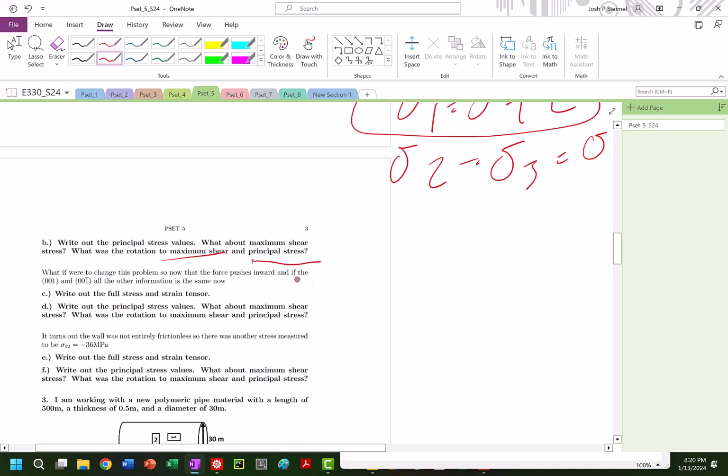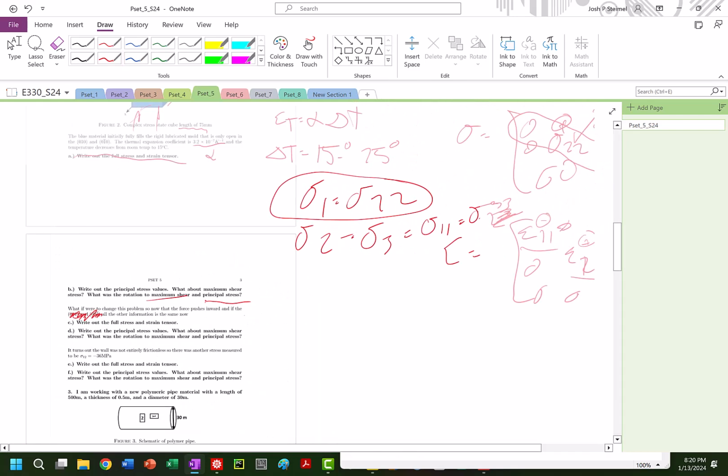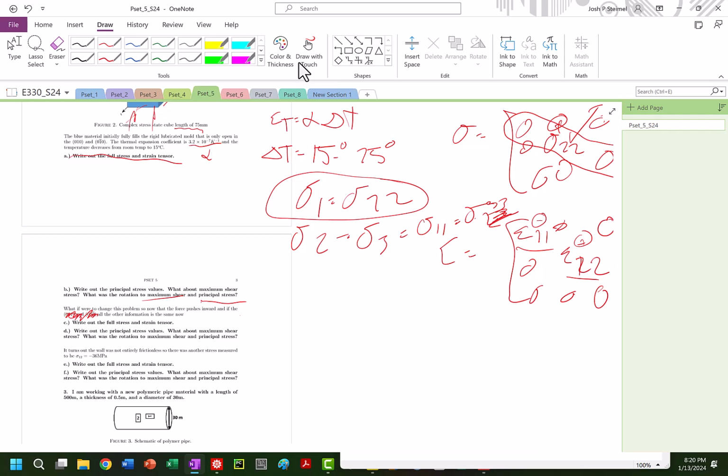Push pushes inward, and all the other information is the same now. I'm assuming that we're still basically saying that the top is closed. So top and bottom are closed. So let's go ahead and see if we can figure that out.